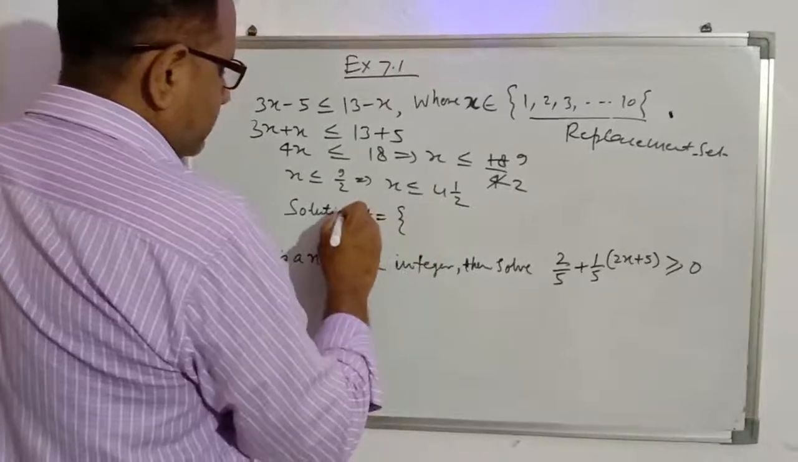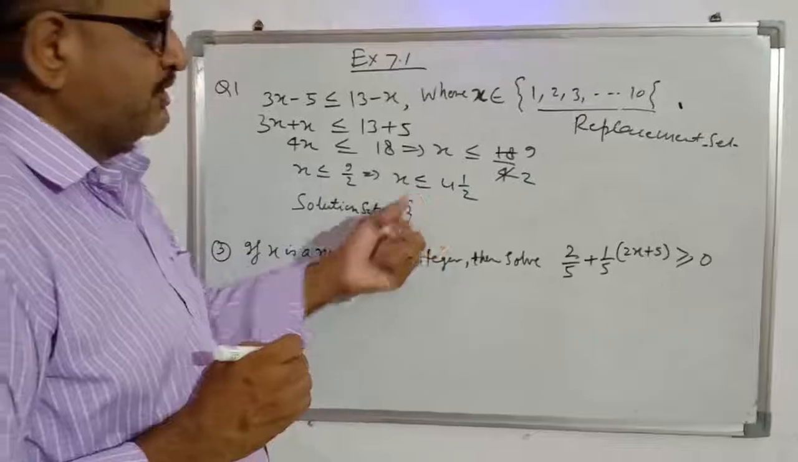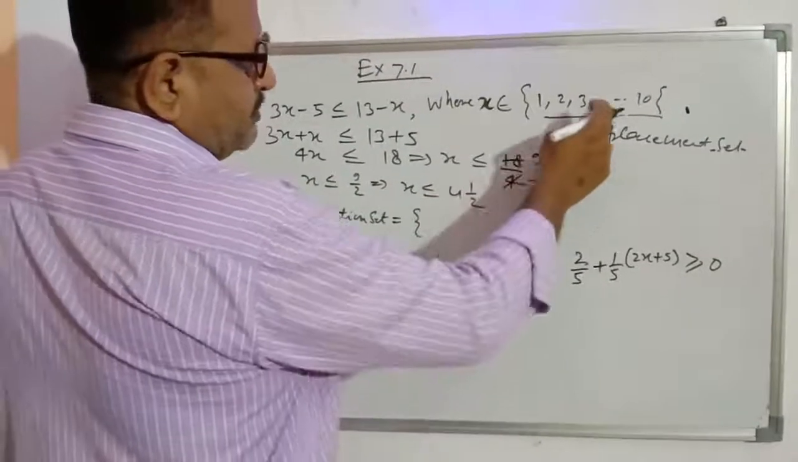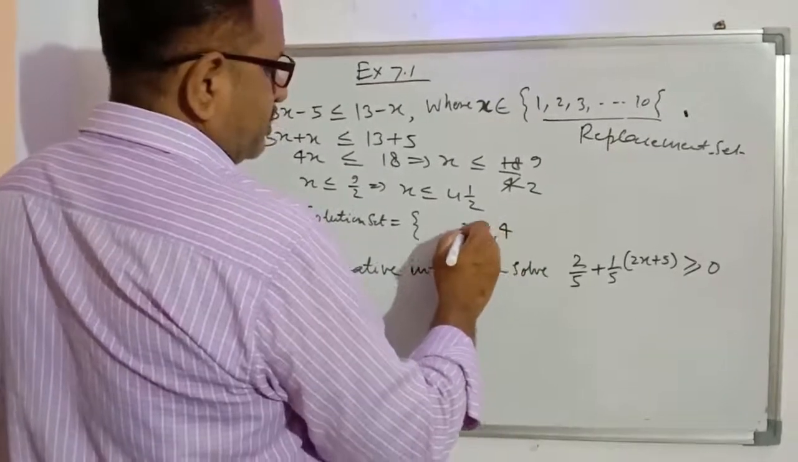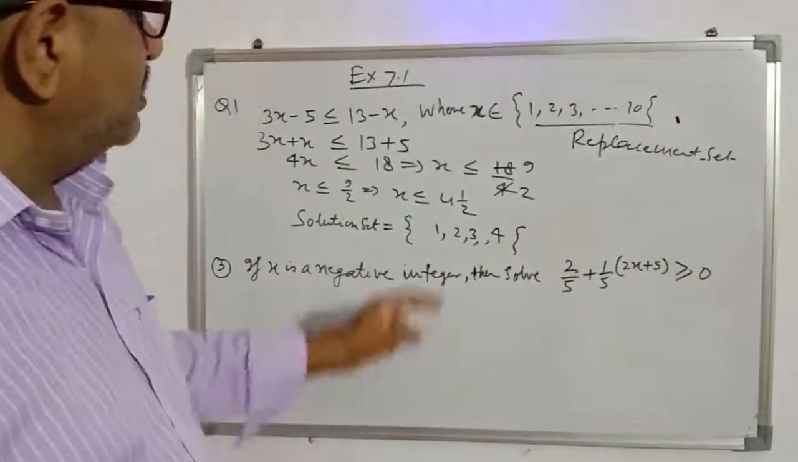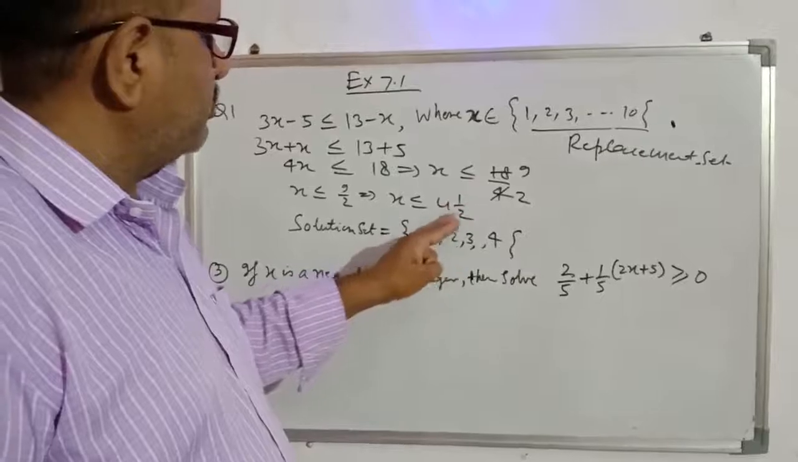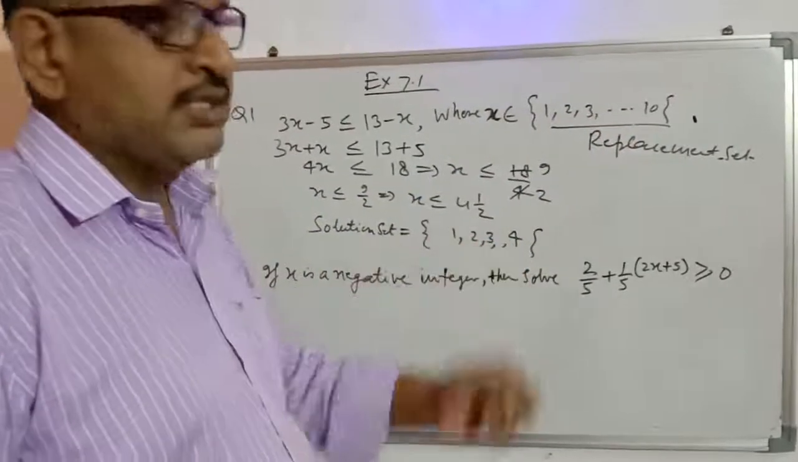What will be the solution set? How many values of x can satisfy this relation? x is less than or equal to 4 whole 1 by 2. It means we have to take 4, 3, 2, 1 also. Since x is less than or equal to 4 whole 1 by 2, the numbers are 4, 3, 2, 1. So this is the solution set.